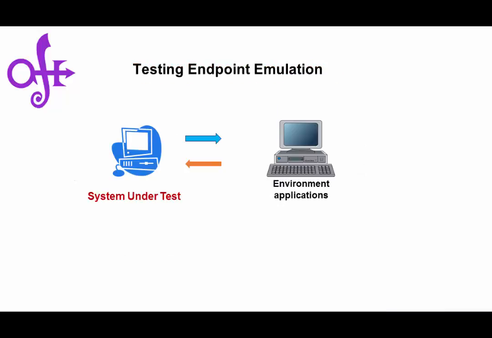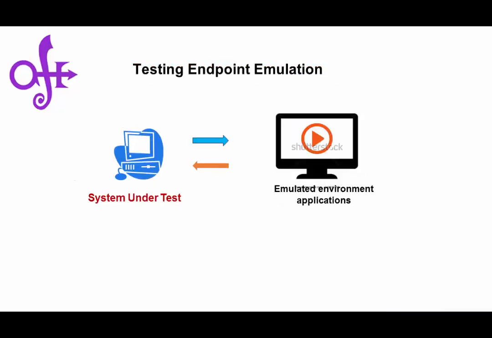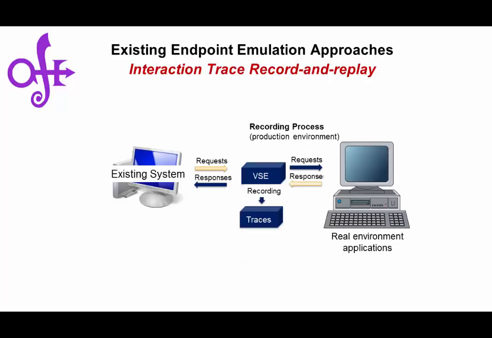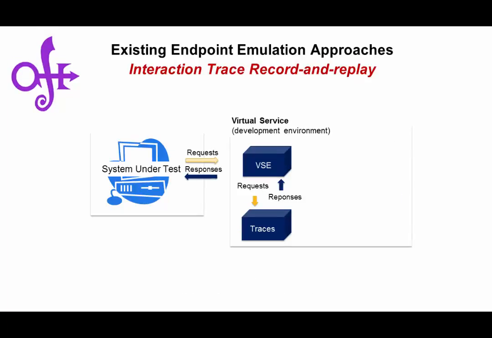Software emulation is an approach to model the external behaviors of real systems. There are two existing approaches. One is manually coding endpoints and its development cost is high. Another one is interaction trace recording and replay, and it relies on trace data availability.